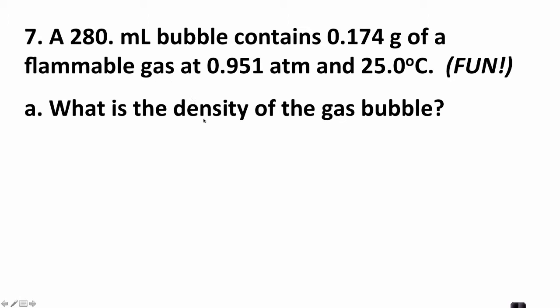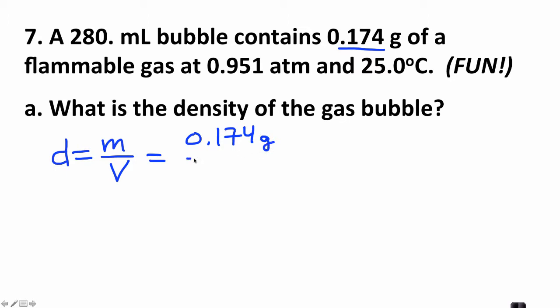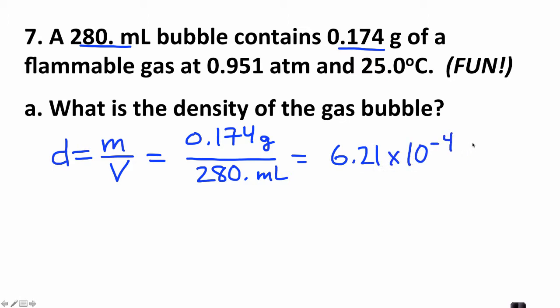First of all, the density of the gas bubble. And of course, density is a mass to volume ratio. The mass of the bubble is given, 0.174 grams. The volume of the bubble is also given, 280 milliliters, and when we do this mass to volume ratio, what we find is we get 6.21 times 10 to the minus fourth grams per milliliter for the density.